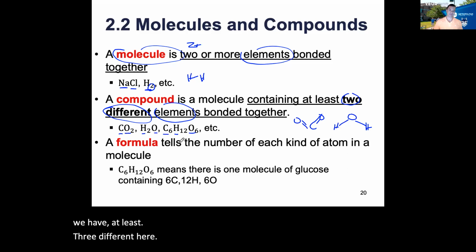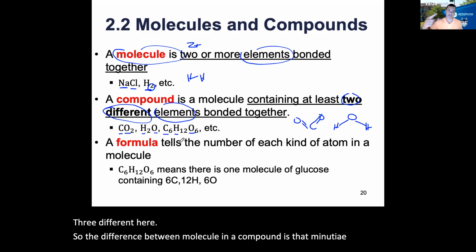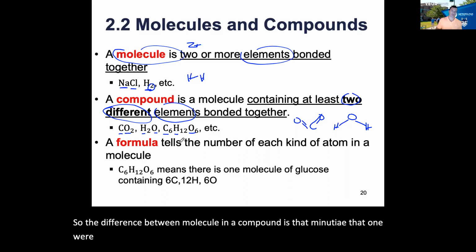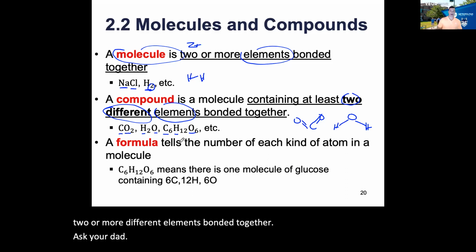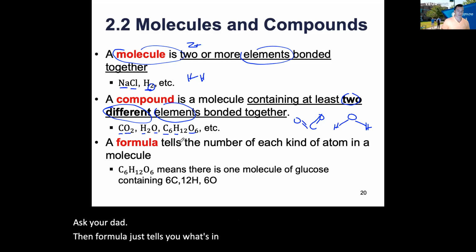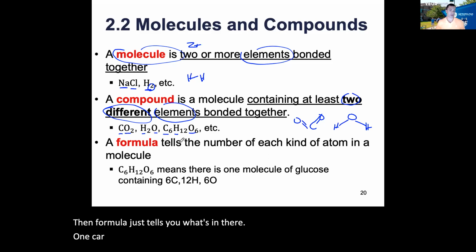Okay, so the difference between a molecule and a compound is that minutia, that one word difference. Molecule: 2 or more elements bonded together. Compound: 2 or more different elements bonded together. Don't screw that up. Then the formula just tells you what's in there: 1 carbon, 2 oxygens, 2 hydrogens, 1 oxygen, 6 carbons, 12 hydrogens, 6 oxygens. Okay, so the numbers tell you.